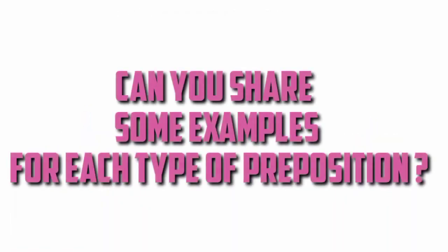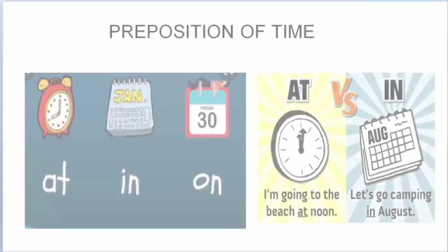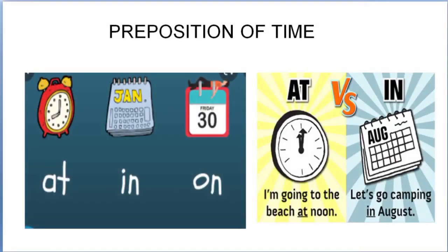Can you share some examples for each type of preposition so it will be more understandable to others? Yeah, let's see the examples of each type of preposition. First one is preposition of time. A preposition of time describes the time period. It may be a day of the calendar or a day of the week or anything else. So for example, at, in, on.